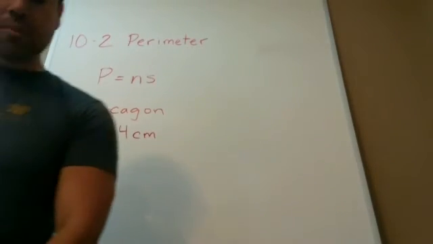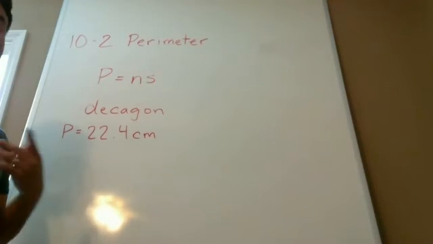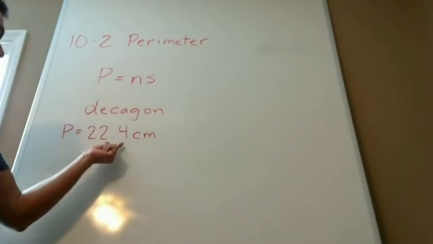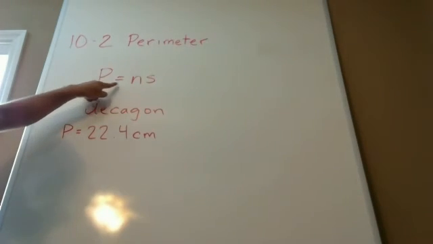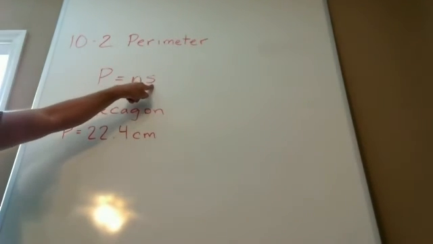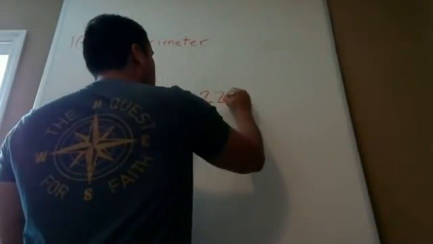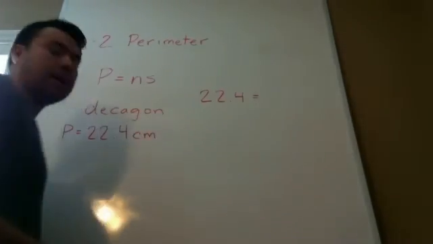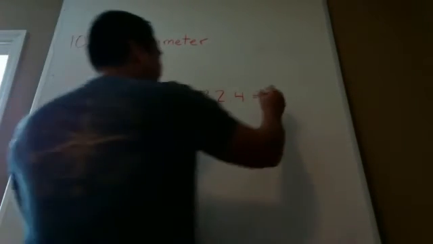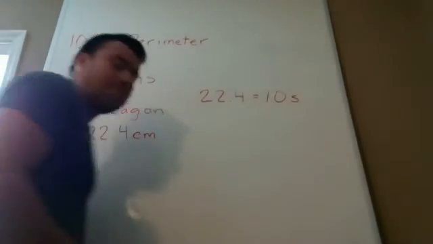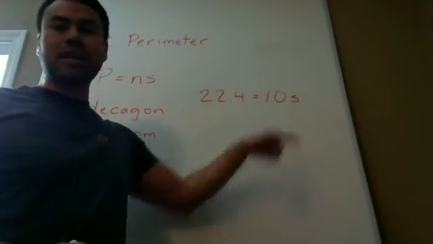Okay, so on this problem, I'm trying to find what the length of each side is. So the decagon, perimeter is 22.4. So I'm using this little formula. Perimeter equals number of sides times the length of each side. And so I have 22.4 equals, how many sides would a decagon have? Yes, it would have 10. And I'm trying to find the length of each side. So I'm going to have 22.4 equals 10 times s.